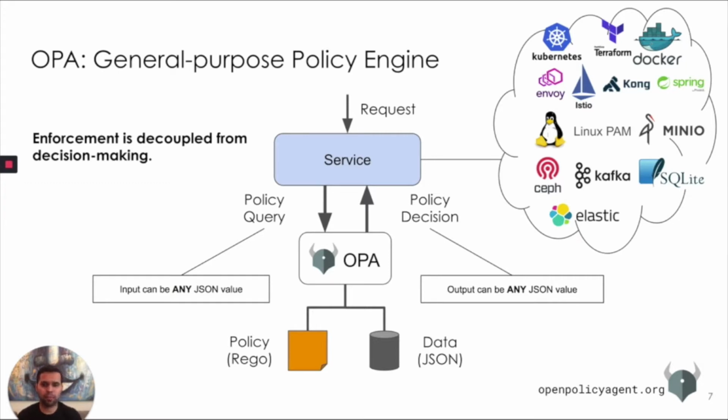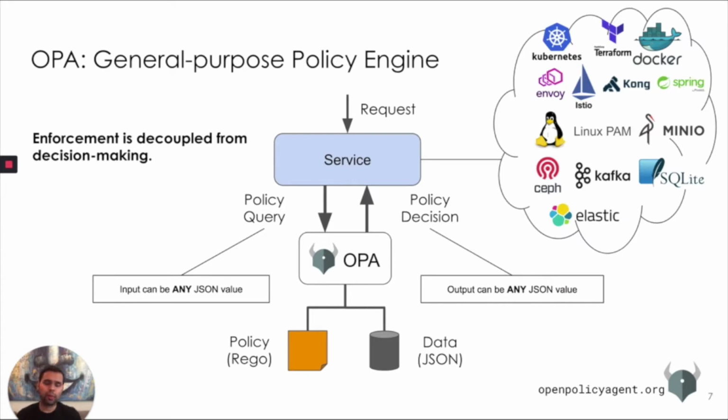Whenever your service gets a request, it's going to ask OPA for a policy decision by executing a query. OPA is going to evaluate that query based on the policy and data it has access to and send a decision back to your service where it gets enforced. So you can see that we have decoupled the decision making from the policy enforcement.